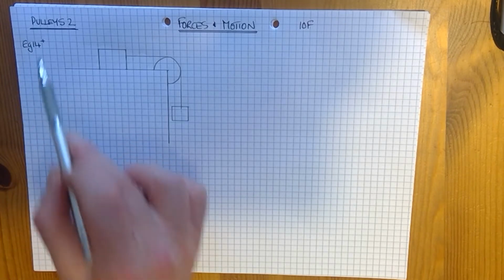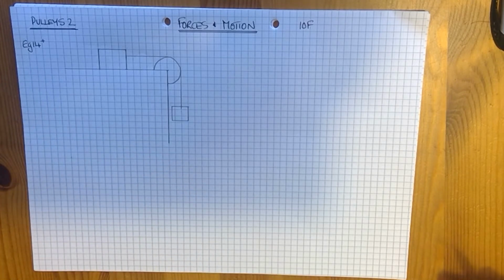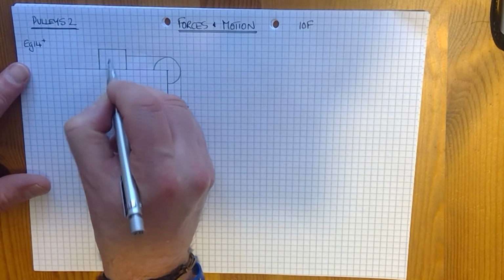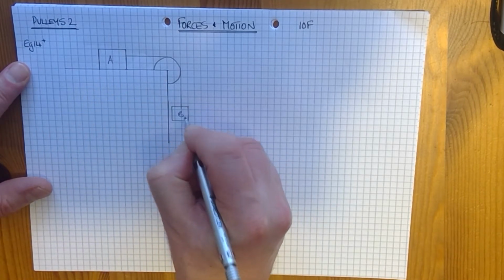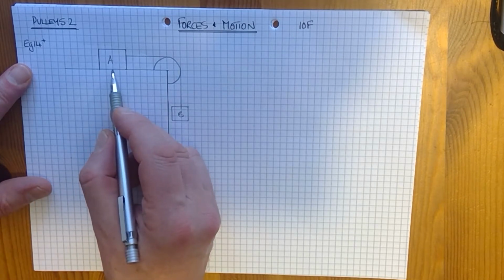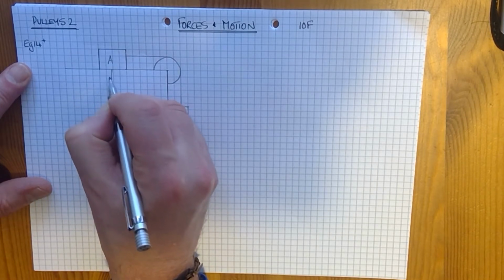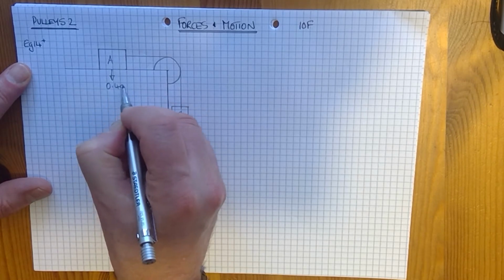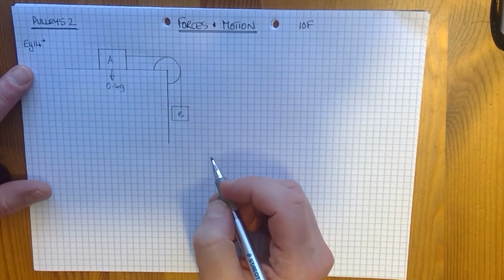This is example 14. I'm just going to add a few little things to example 14 to help you with one or two of the later questions. In this example we have two particles, A and B. There's A, there's B. This one is 0.4 kilograms, so let's put my arrow in there, 0.4 g, a force arrow obviously.